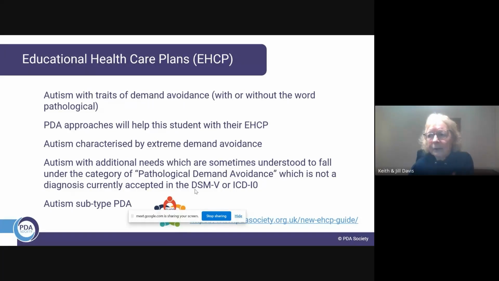But the other link that I suggest you really look at is the link at the bottom of the slide. We've got an education healthcare plan guide on our website, which is very PDA friendly. So I strongly recommend you download it, not just for those who have got an EHCP, but when you are planning with your teacher any individual education targets, this document is very much in a PDA friendly way. So it might help you with getting the right sort of target friendly language down.